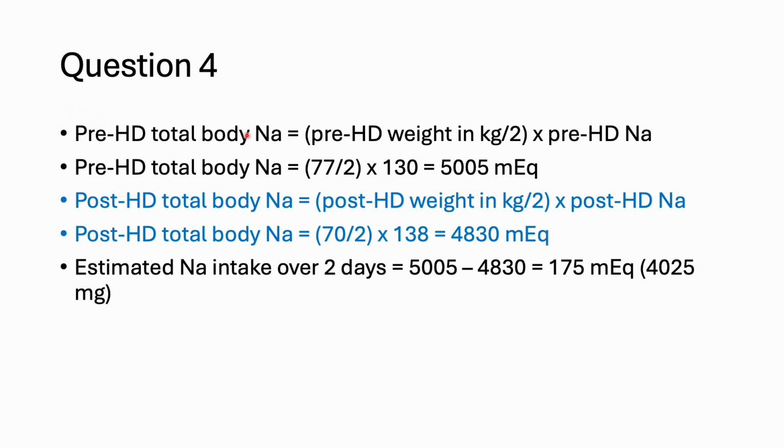His pre-hemodialysis total body sodium is pre-hemodialysis weight divided by 2. This is the volume, the total body water, times the pre-hemodialysis sodium. So he weighs 77 kilograms divided by 2. This is his volume, total body water, times 130, which is the sodium pre-dialysis, and we get this number, 5,005 mEq.